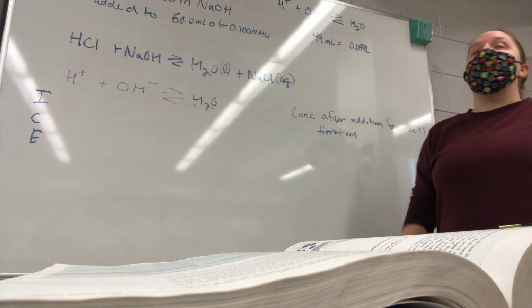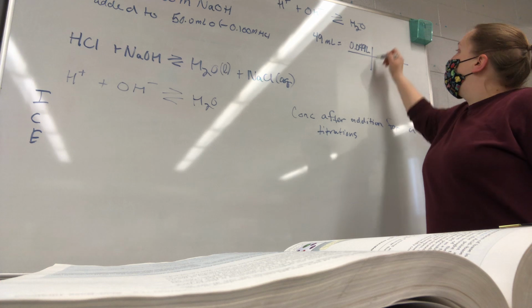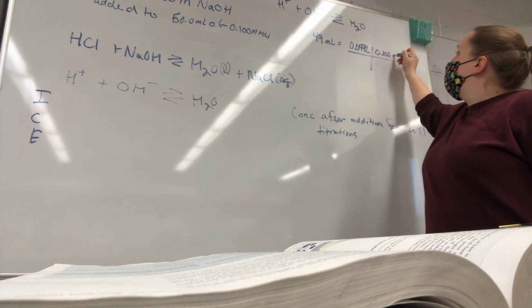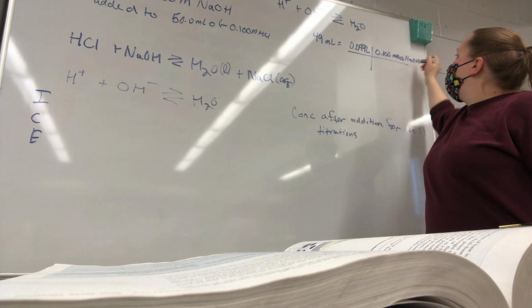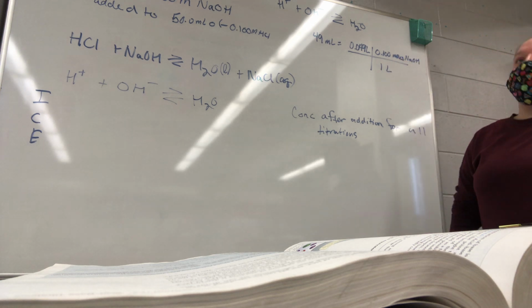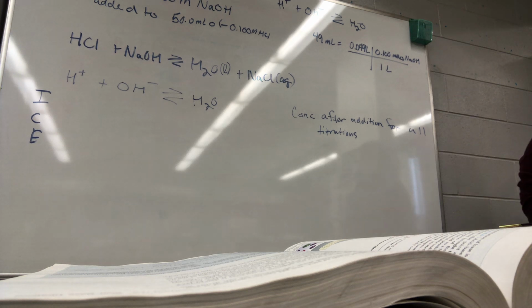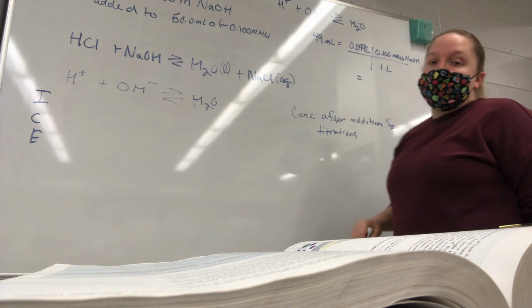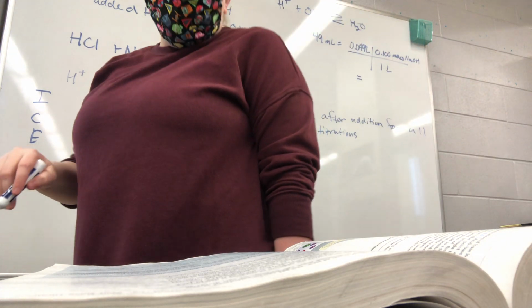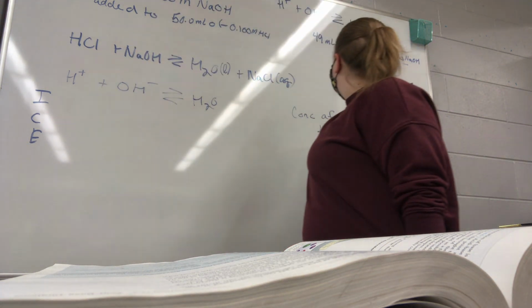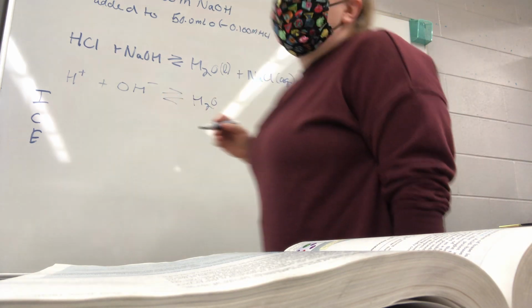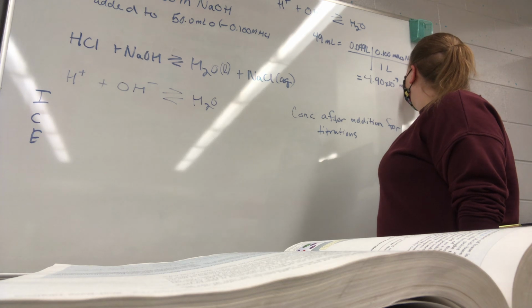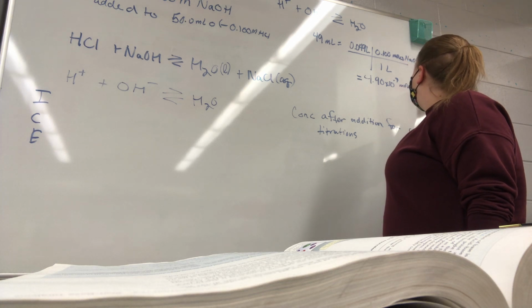Of the 0.1 molar of NaOH, which looks like this. When we calculate how many moles we're going to get, 4.90 times 10 to the negative third moles of OH minus.